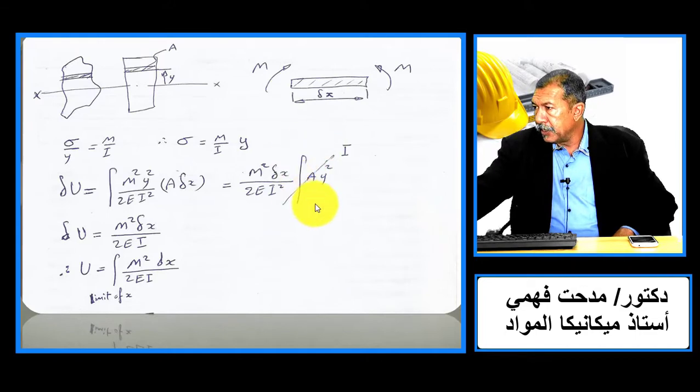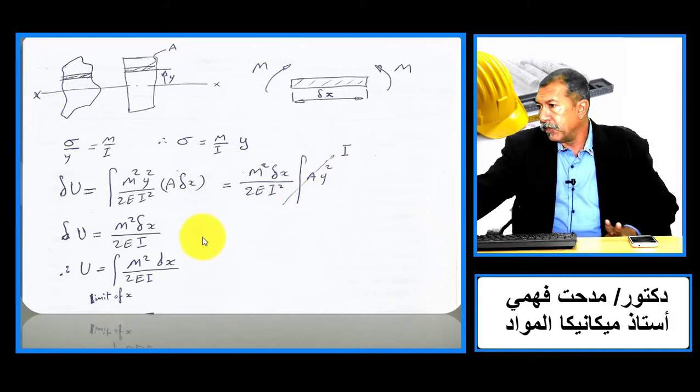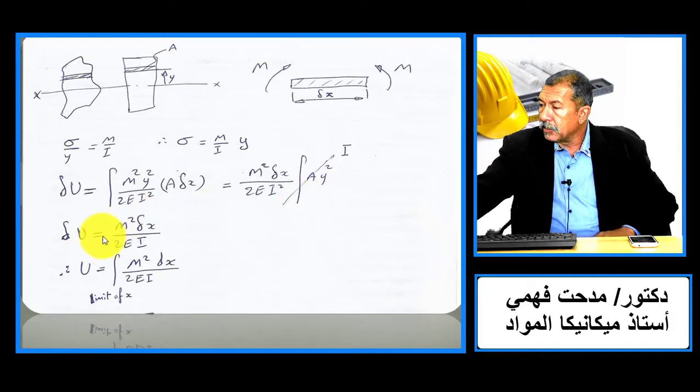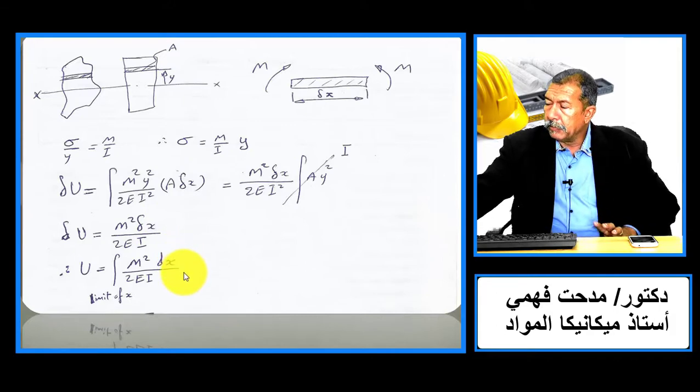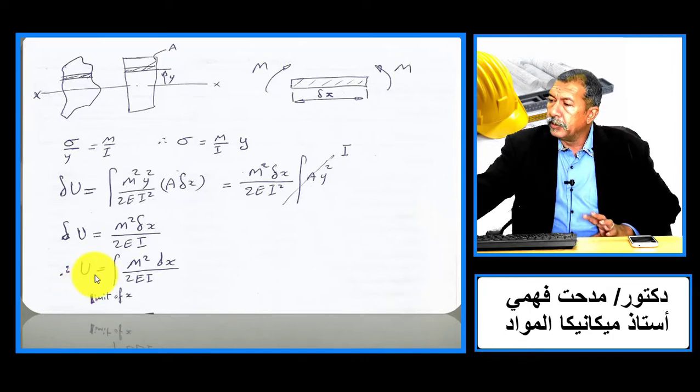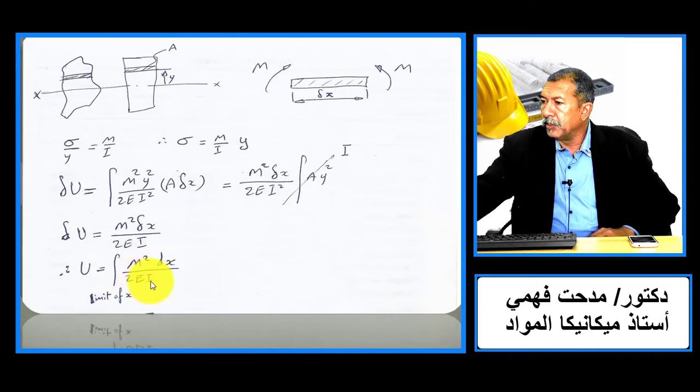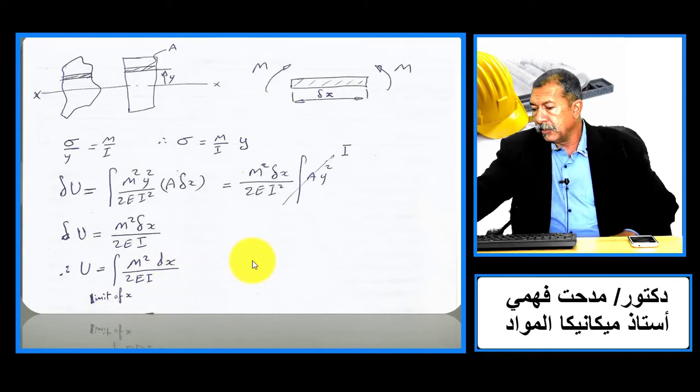But in this, integration of A y squared is equal to I, which is the second moment of area. If we put it in the previous equation, we can reach this equation, and if we integrate it over the actual distance or actual areas, we reach a formula that means U equals integration of M squared dx divided by 2EI, where M is the moment and x is limited from the length of the beam.